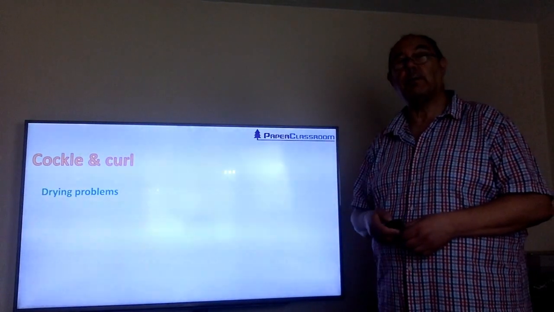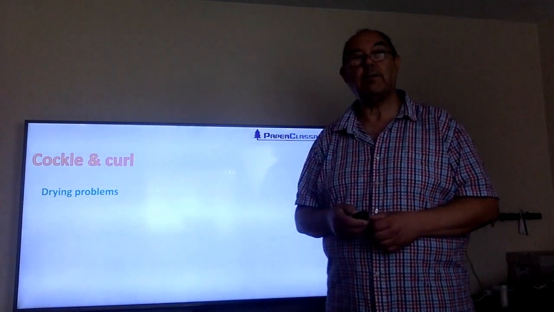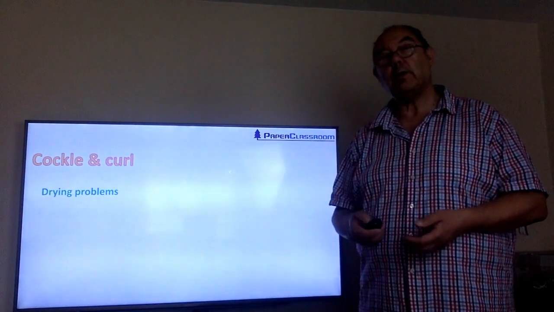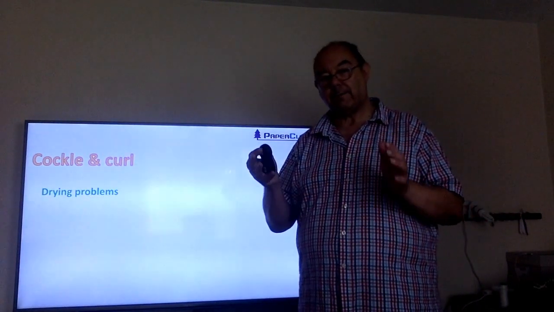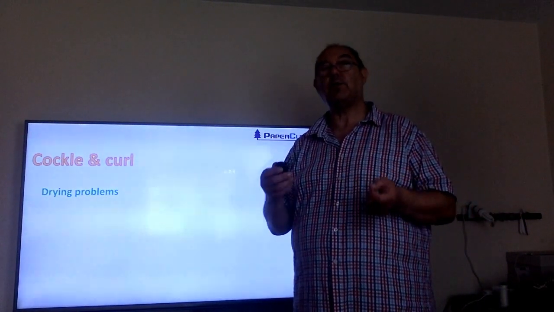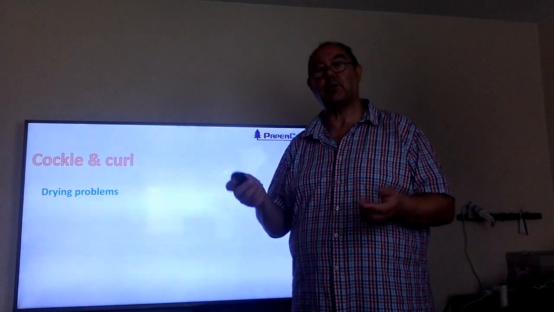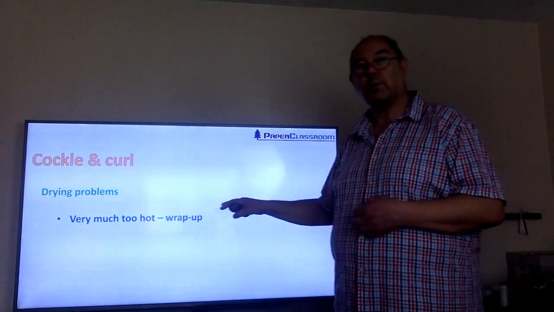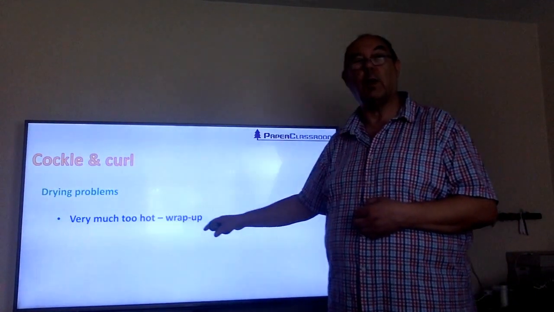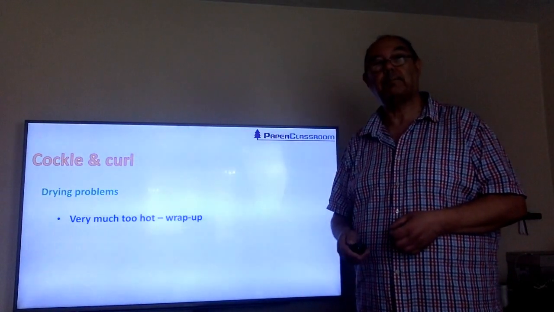So what are the drying problems? We've already mentioned this when we talked about drying in an earlier video. Depending on how you set up your drying system, if that first drying cylinder or two is too hot, you can get lots of different paper problems. So it's a good idea just to revise that section for a minute. If the first drying cylinder or two is very much too hot, then the sheet will stick to it like glue and you'll get a wrap up.